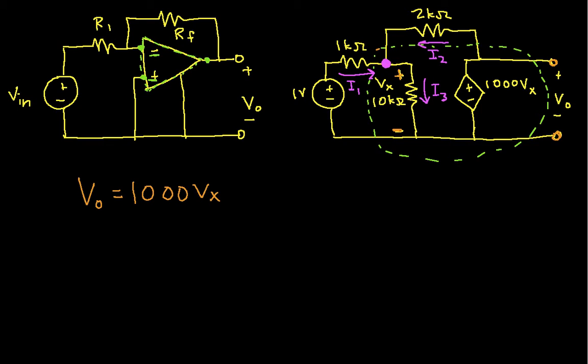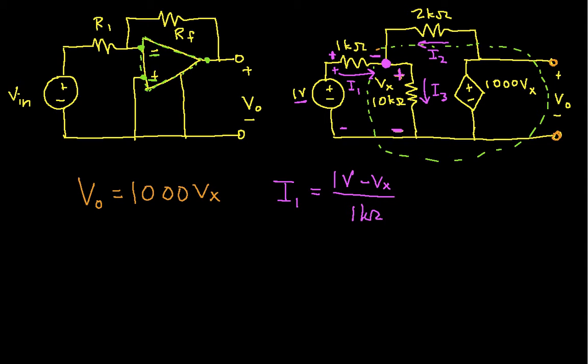So let's start then with I1. The voltage across this 1 k ohm resistor, that is from here to here, I can find by noting that the voltage from here to here is 1 volt. And so the voltage from here to here plus the voltage from here to here, which is Vx, is equal to 1 volt. Or in other words, the voltage across this 1 k ohm resistor is 1 volt minus Vx, over 1 k ohm.